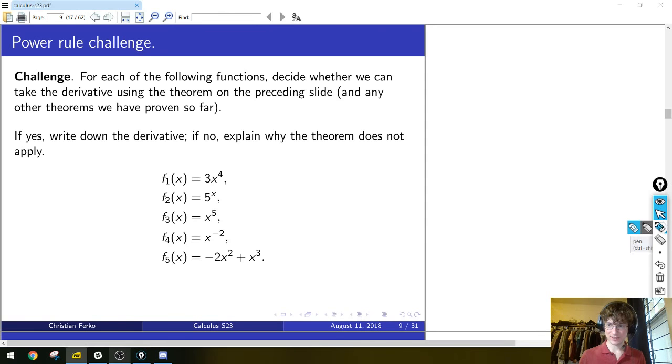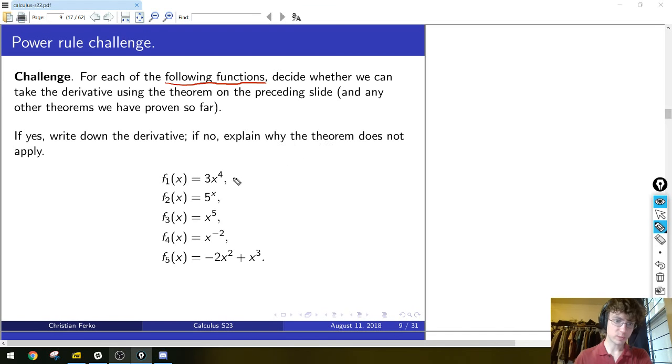Another challenge. This one will be a little more careful. Instead of just blindly applying the pulling down rule, I will ask you to look at each of the following functions and decide whether we can take the derivative using the theorem on the previous slide and anything else we've proven so far. For some of these functions, the assumptions of the theorem are true, and we can apply it to take the derivative. For others, the theorem will not apply because one of the conditions is not met, and I'll ask you to explain why. So let's go down the list.